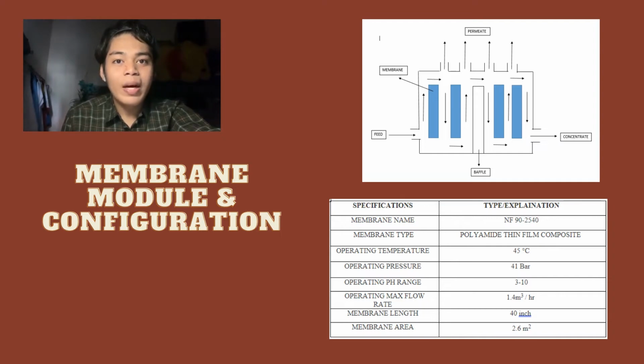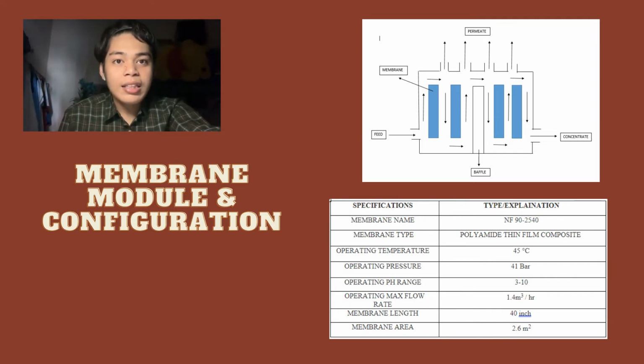Moving on, let's have a look at the membrane module configuration. For the membrane, we choose the plate and frame membrane. The type of membrane that we use is polyamide thin film composite. For your information, the operating temperature for our membrane, as I said before, is 45 degrees Celsius, and the operating pressure is 41 bar.